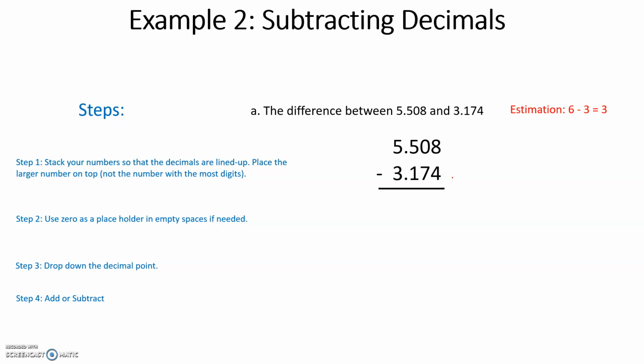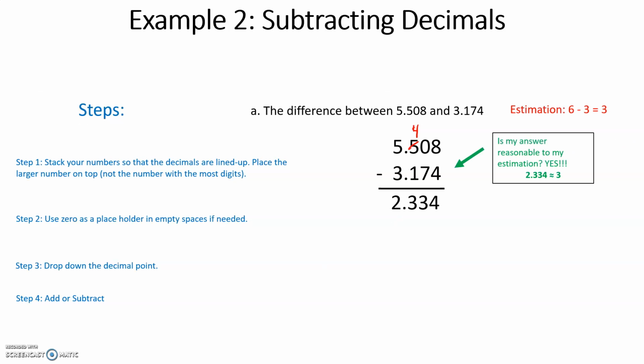so 8 minus 4 is 4, 10 minus 7 is 3, so I had to change that to a 4, 4 minus 1 is 3, and then 5 minus 3 is 2. Is my answer reasonable compared to 3? Yeah, it's a little bit low, but that's okay.